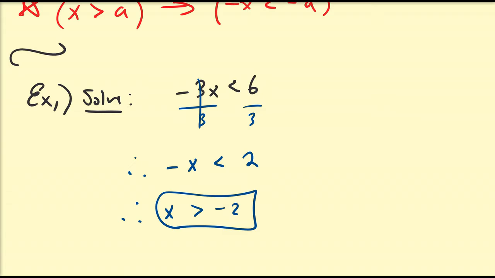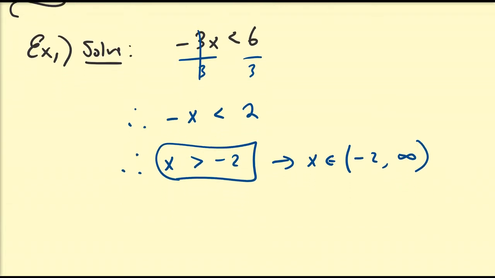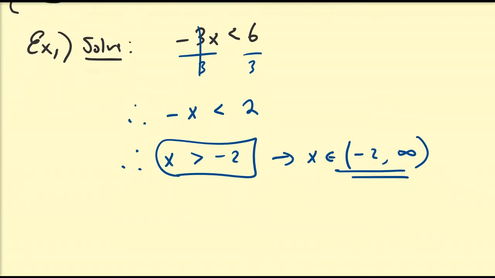So if I plug in 0 into this inequality, I get negative 3 times 0, which is 0, and 0 is less than 6. I can plug in 1. So negative 3 times 1 is going to be negative 3, which is less than 6. But negative 2 will not work because that's going to give us 6 is less than 6, which is not true. So in interval notation, we can rewrite this as x belongs to the open interval negative 2 comma infinity. Parentheses, not brackets, because we cannot include negative 2. So that's the interval notation representation.